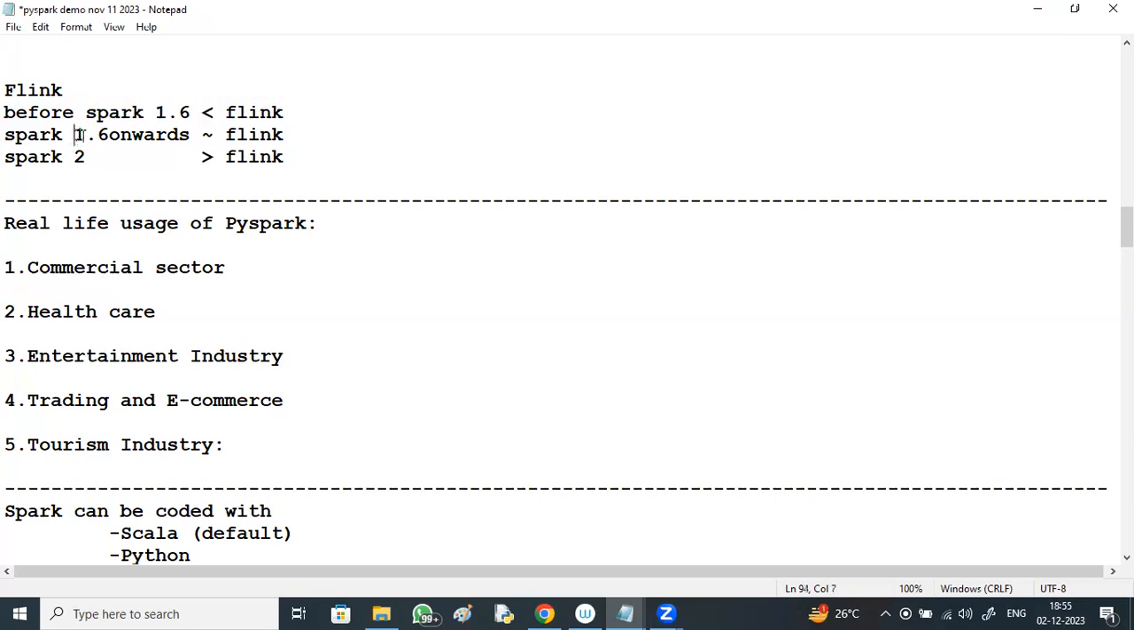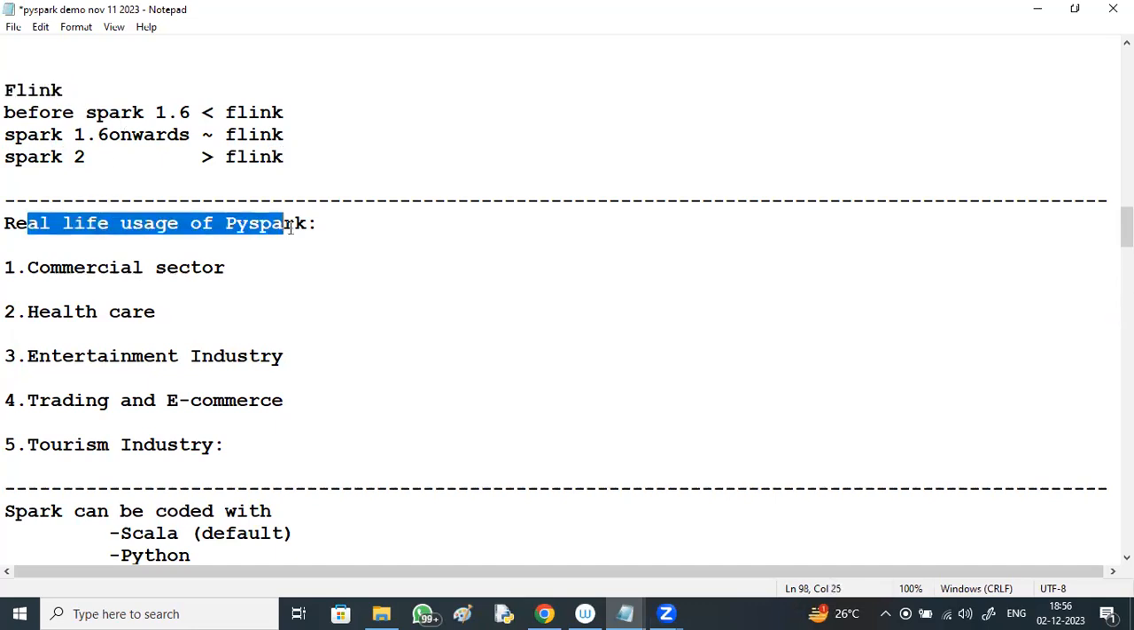But from the Spark 1.6 version onwards, Spark was equal to Flink, and from Spark 2 onwards, it totally dominated Flink, right? Flink is also another product with the same purpose and objective as Spark.